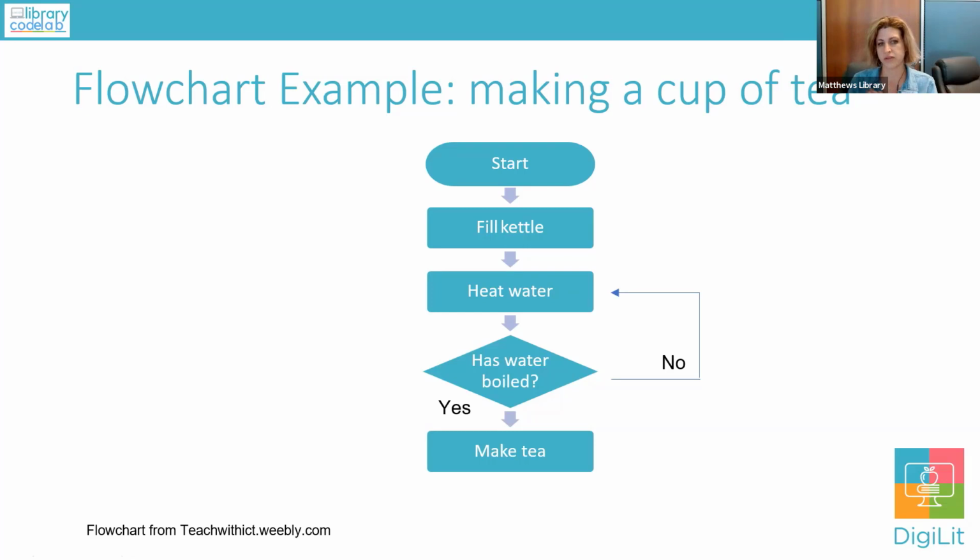the square or the rectangles and the diamonds, the ovals, I believe, represent the start and the end. The squares mean it's a behavior that you're going to perform or execute. And the diamond is your decision point or your condition. So again, making a decision, has the water boiled? No, loop back around until the water heats up. If it has boiled, you're through and your tea is made.